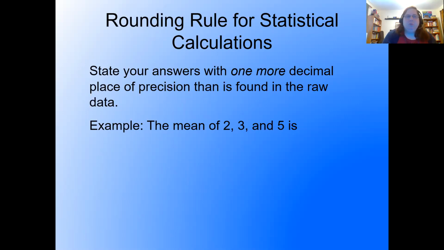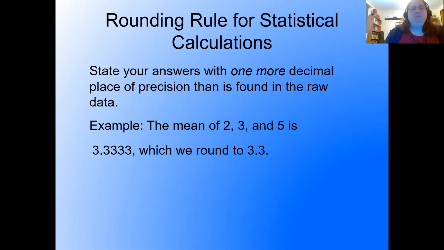So you're going to state your answers with one more decimal place of precision than is found in the raw data. Okay, what does that mean? So the mean of 2, 3, and 5: we add up 2 and 3, which is 5, 5 and 5, which is 10. We divide by 3, and we get 3.3333333 repeating. What are we going to round that to? Well, let's observe that our original data, 2, 3, and 5, had no decimal places. It wasn't 2.0, it wasn't 2.1, it was just 2. No decimal places. So our final answer is going to have one more than that, which is 1 decimal place, which is 3.3.